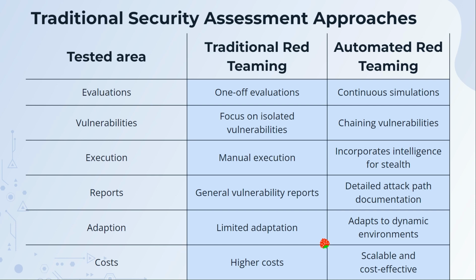Vulnerabilities. So traditional red teaming, you typically are looking for a set list of vulnerabilities, while automated red teaming involves chaining vulnerabilities.